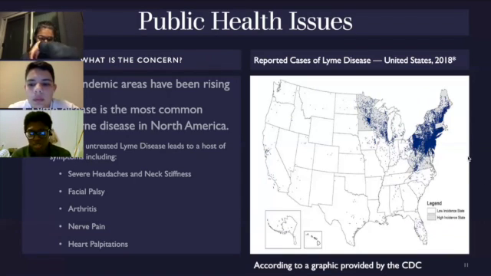If you reference the table or the picture, the legend shows that the blue areas are high risk for Lyme disease and have very high case counts in general. Some of the reasons for public outcry regarding Lyme disease are that long-term effects have led to facial palsy, arthritis, nerve pain, or heart palpitations over time.